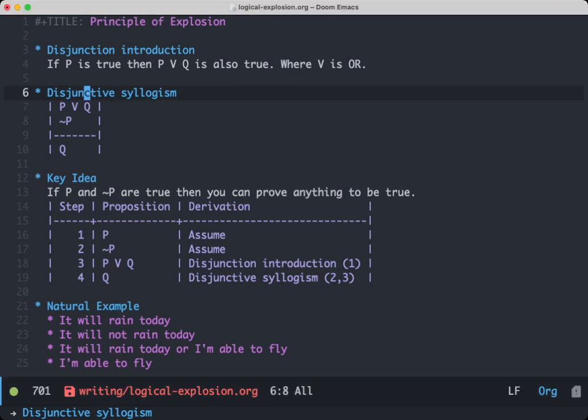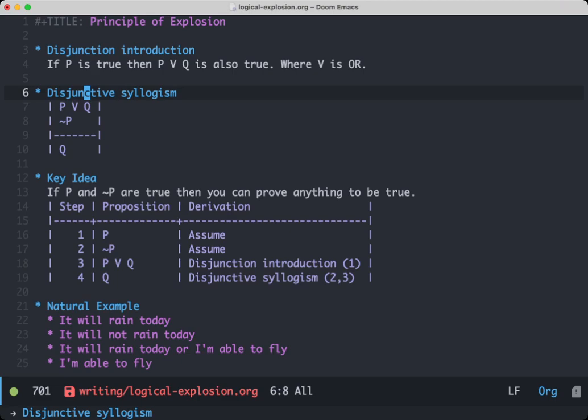Principle of explosion. This is a phenomenon in which, in a logical system, you can prove anything to be true. Before we go into the principle of explosion, I want to cover disjunctive syllogism and disjunction introduction.